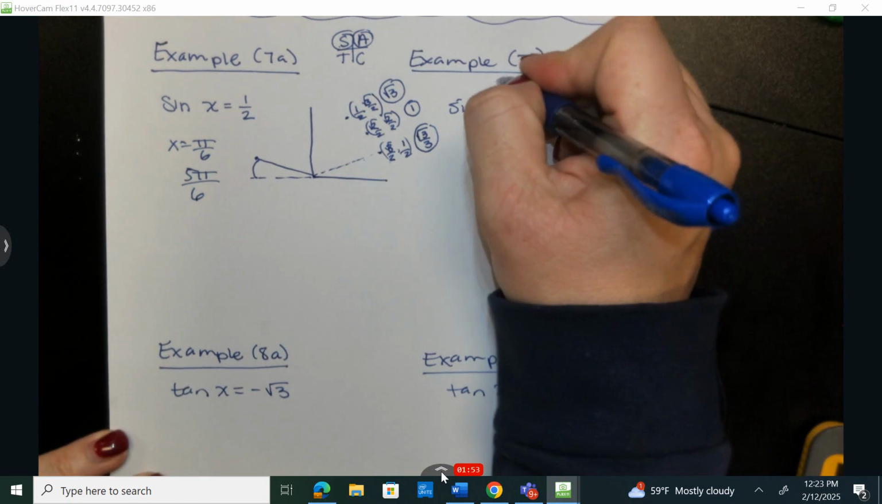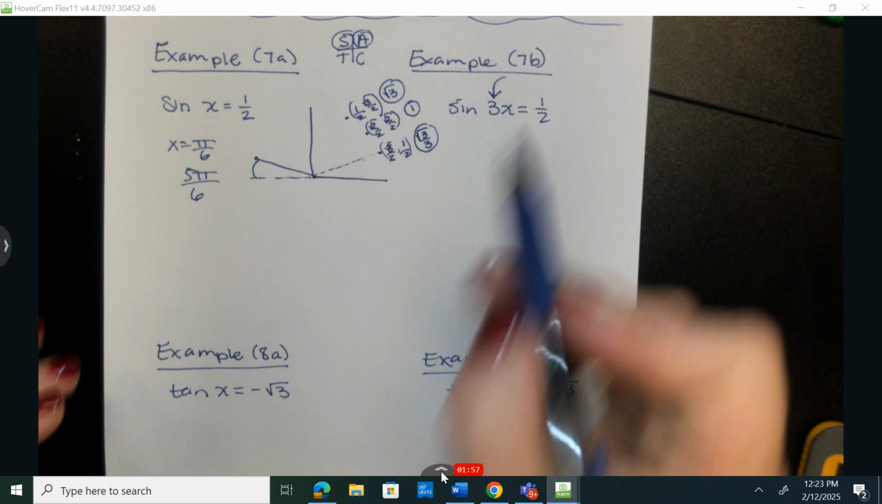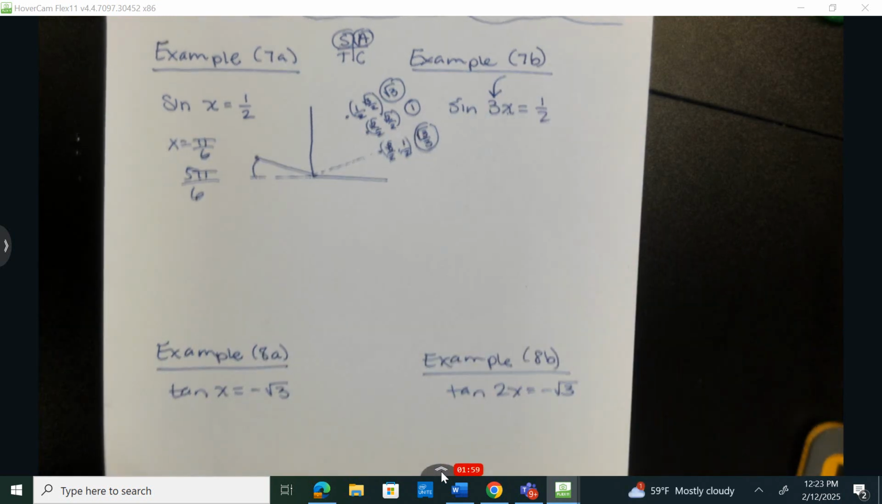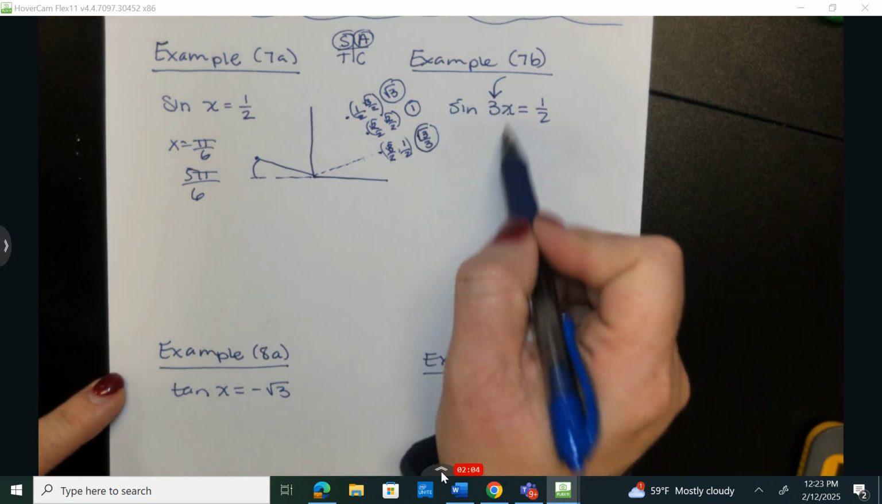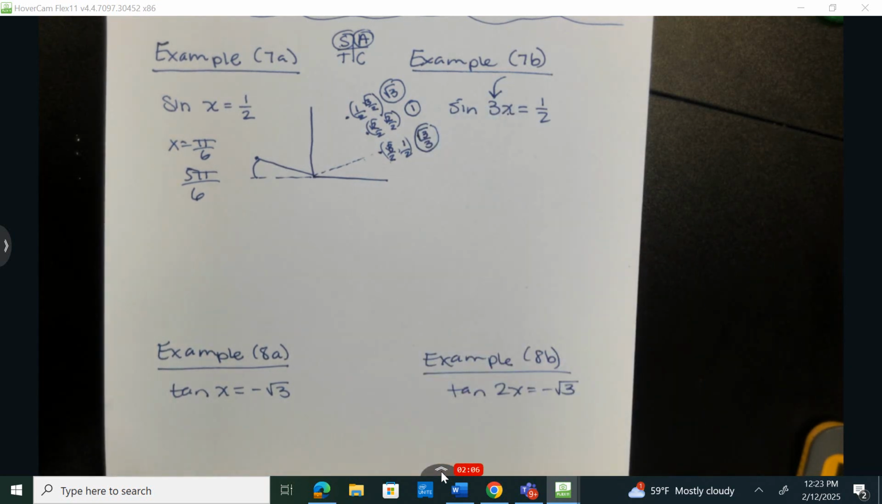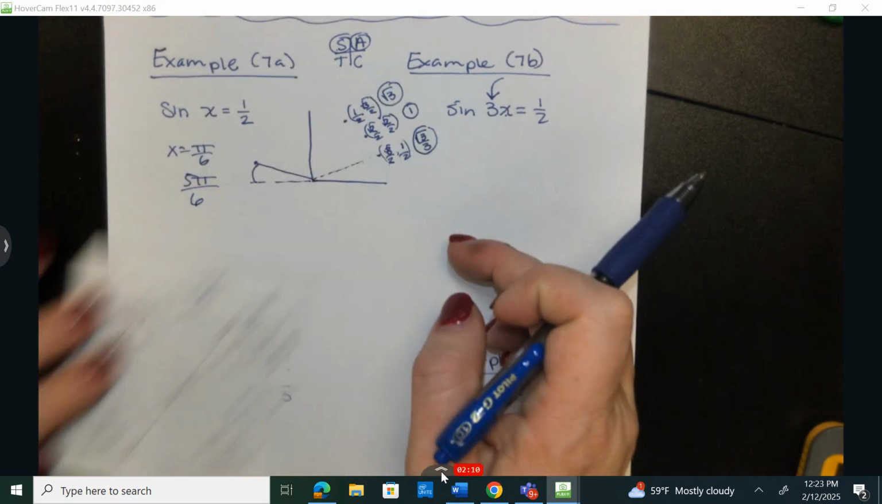Example 7b, we have something new that we're introducing. This time we have a number in front of the x. Sometimes this will be a theta. We'll achieve the answer in the exact same way. So how are we going to do this? We're going to do 3 revolutions. So just for this particular example, I am going to bring this back in so that we can have a visual of what this looks like.